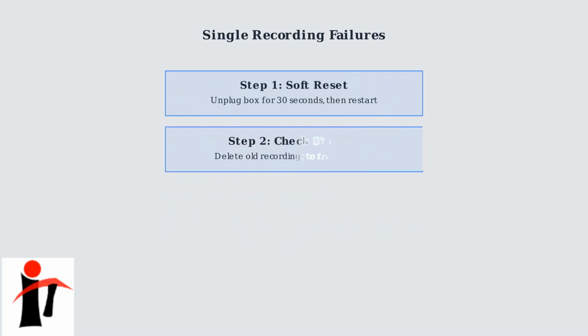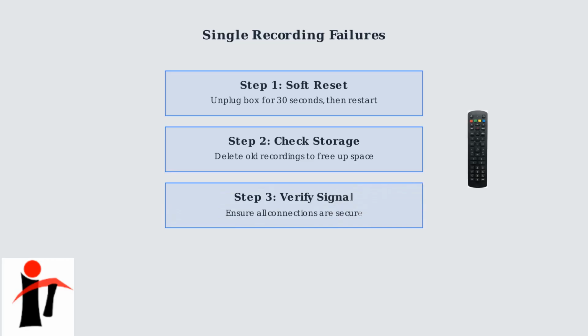When a single recording fails on your TalkTalk YouView box, start with these basic troubleshooting steps. Next, check your available storage space. Delete old recordings to free up room for new ones. Finally, verify your signal strength by ensuring all cable connections are secure and properly connected.